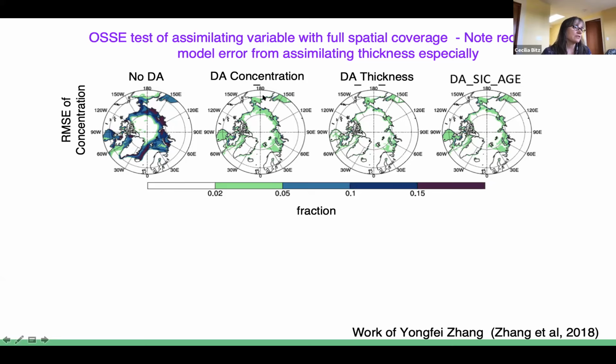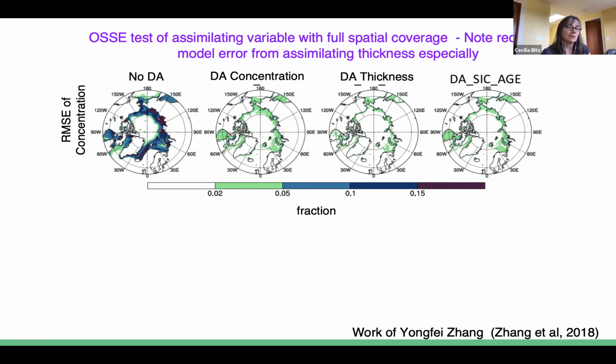So if we just assimilate sea ice concentration and then compare it to the metric of concentration, we're assimilating concentration and seeing how much better we do with concentration. It does a lot better. But that's kind of no surprise, right? Because we assimilated concentration and then compared it to concentration. But what if we actually assimilate thickness instead? That's a different variable than the one we're evaluating against. And it's even better. So that's pretty amazing.